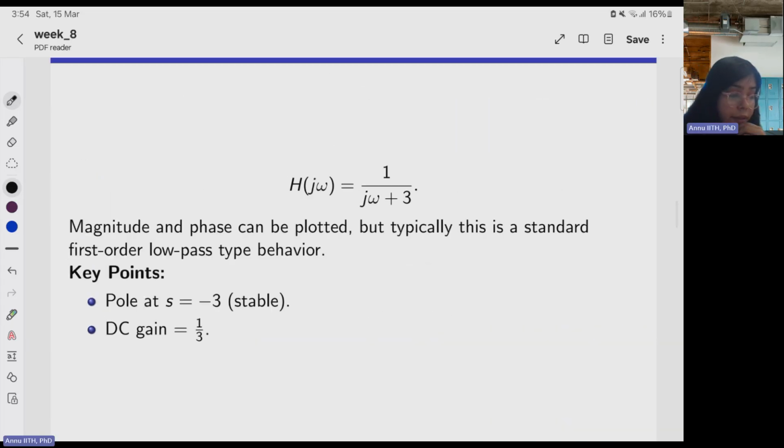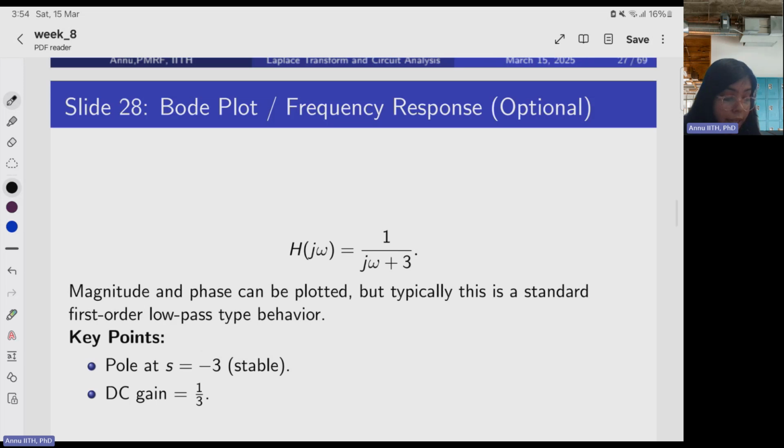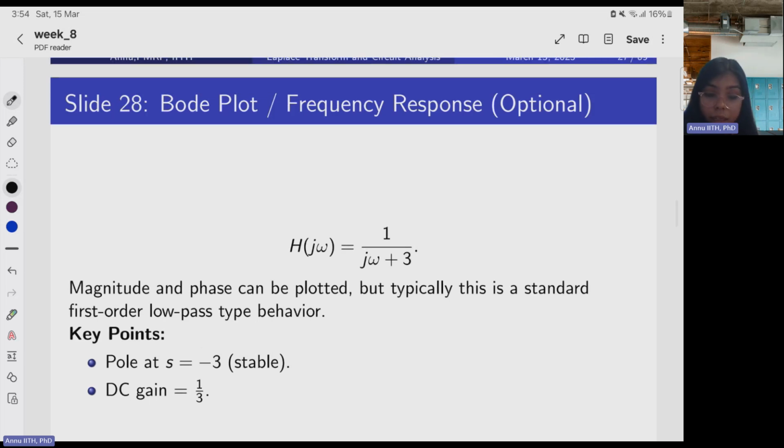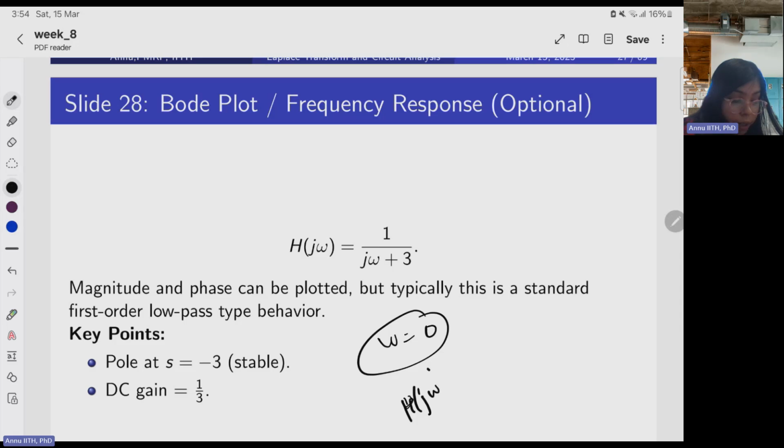Okay, just telling you in some words. The magnitude and phase can be plotted, but typically this is standard first order low pass type behavior. So you have a pole at s equals -3, that is stable. Why? Because it is in the left half of the plane. If all the poles are in the left half, it is stable. And DC gain is 1 by 3, because if you keep omega equal to 0, you get the value of h of j omega at omega equals 0, which is 1 by 3.